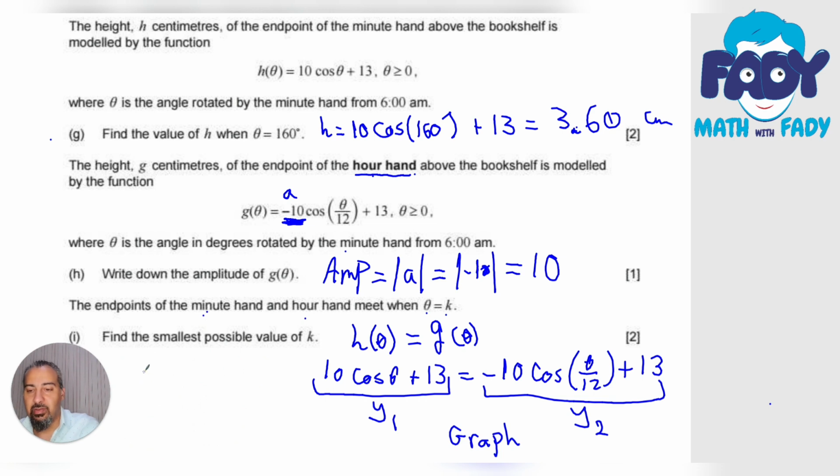We will get theta equals 196 degrees, or k equals 196. This was the answer of question number 2.